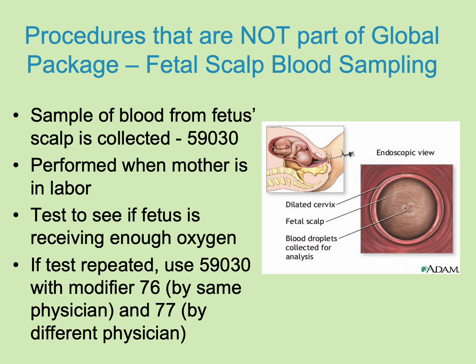Fetal scalp blood sampling, a sample of blood taken when the mother is in labor to see if the fetus is receiving enough oxygen. Again, this is not done for every patient, so this is reported separately. If the test is repeated, you're going to use a modifier, 76 or 77, depending on the circumstances.